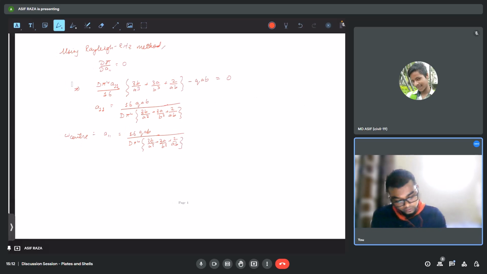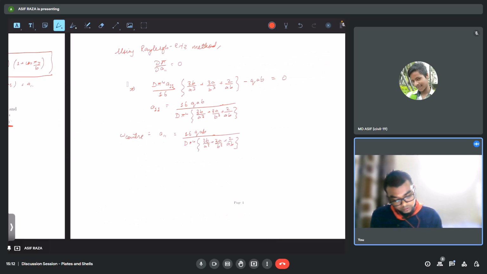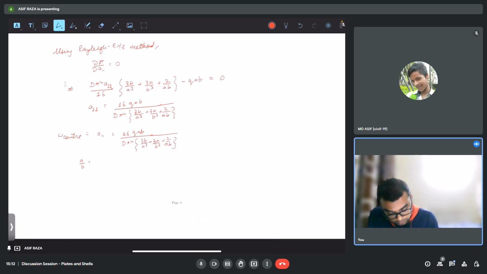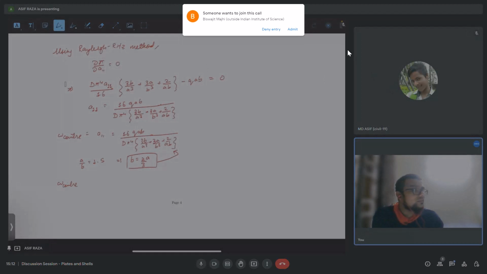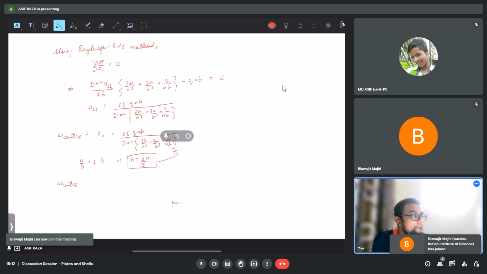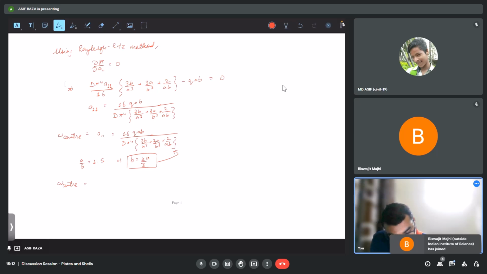Now we are given with the condition that a by b is equal to 1.5. Substitute b is equal to a times 2 by 3 in this equation. So w at center will come out to be 16 q a times 2 by 3 a.